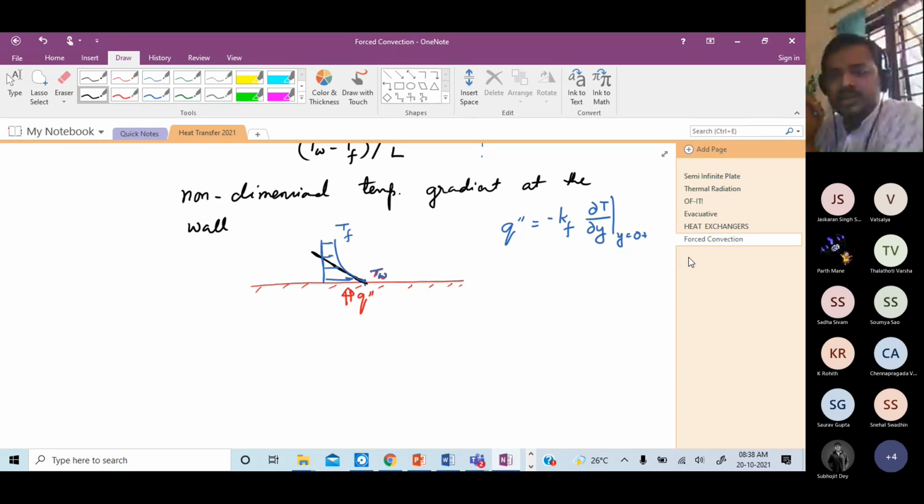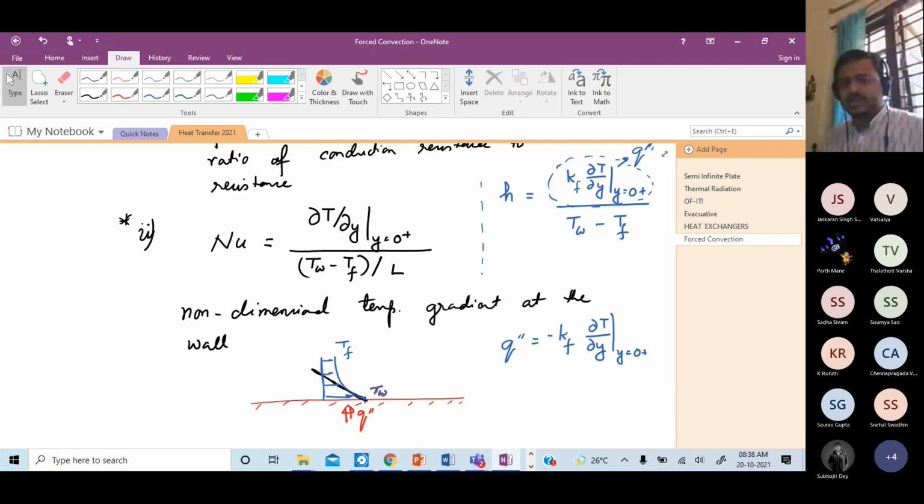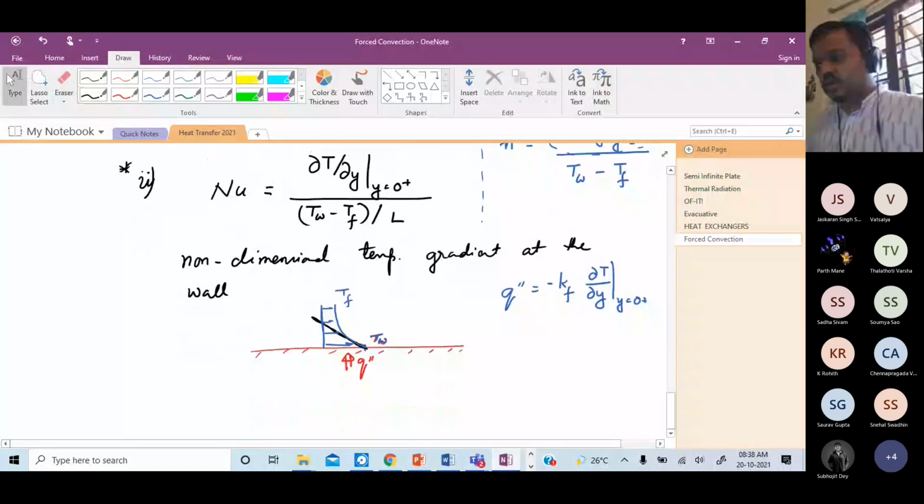So if you now look at this, the numerator is the temperature gradient of the fluid at the wall on the fluid side, and the denominator is TW minus TF divided by L, where TF is the bulk fluid temperature at that location. So this is a more scientific definition, and that is what I would like all of you to remember.